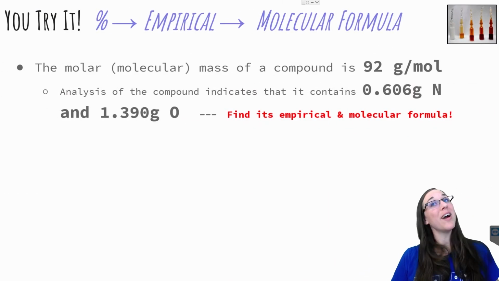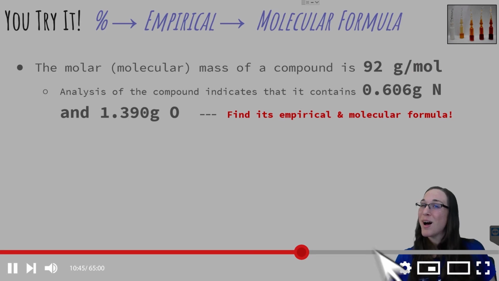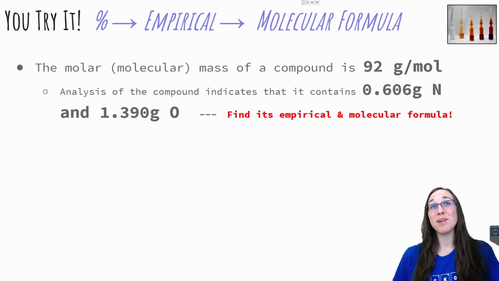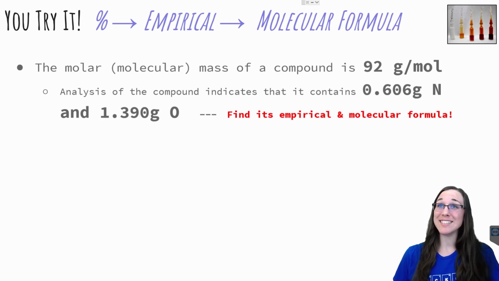Think you got it? Go ahead and give this one a try all on your own. Pause the video now. Want to see if you did this one correct? Let's start from the top. We see that the molecular mass of a compound, the given, is 92 grams per mole. And the analysis in a lab told us that it contained 0.606 grams of nitrogen and 1.39 grams of oxygen. Let's figure out both the empirical and molecular formula.